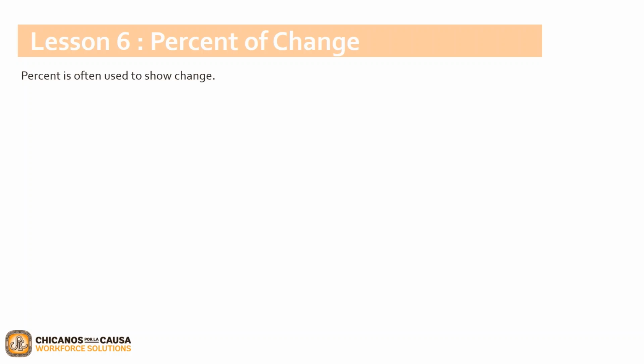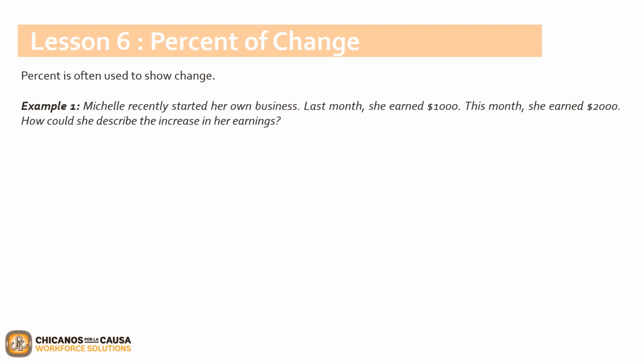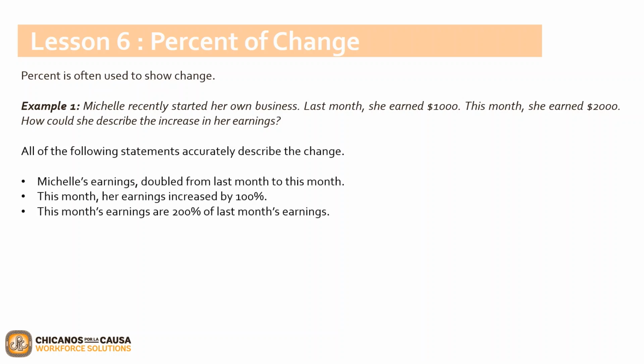Example 1 says, Michelle recently started her own business. Last month she earned $1,000. This month she earned $2,000. How could she describe the increase in her earnings? All the following statements accurately describe the change. Michelle's earnings doubled from last month to this month. This month her earnings increased by 100%. This month's earnings are 200% of last month's earnings.